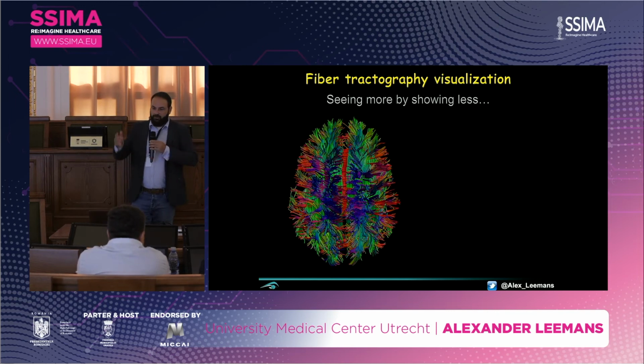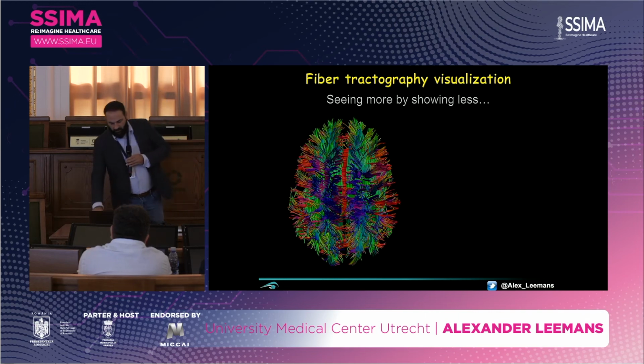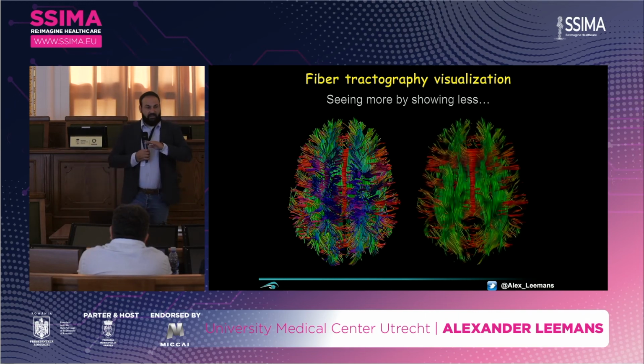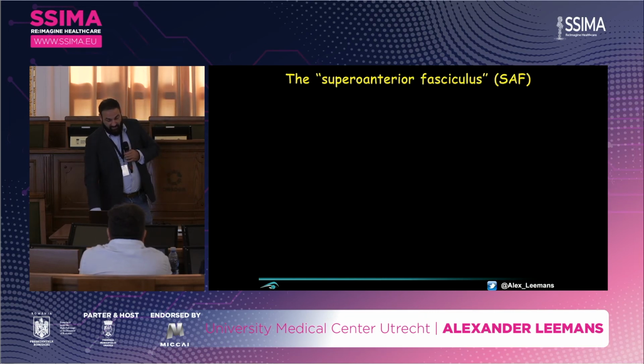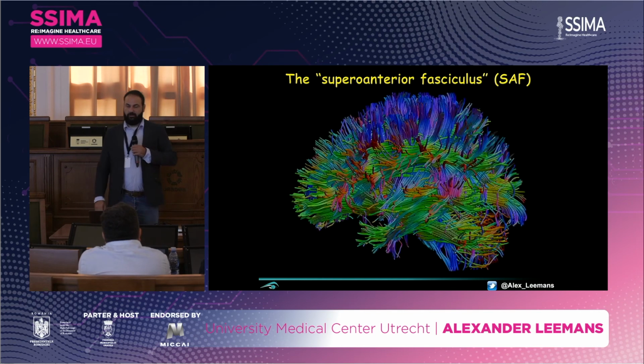So what we came up with was an orientation-dependent rendering of transparency of the lines. You can do this in many ways, but if I show the same image, but getting rid of all the blue lines in a rendering opacity kind of way, you get an image like this. And this has actually led us to the definition, or you could call it exploration, of a new pathway in the brain, the supero-anterior fasciculus.